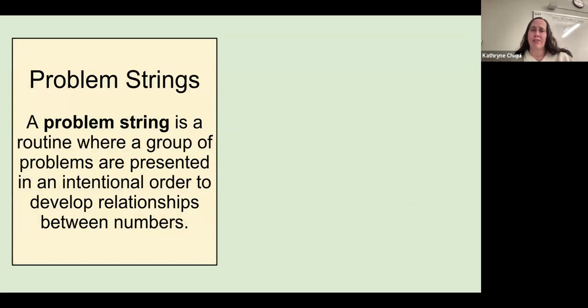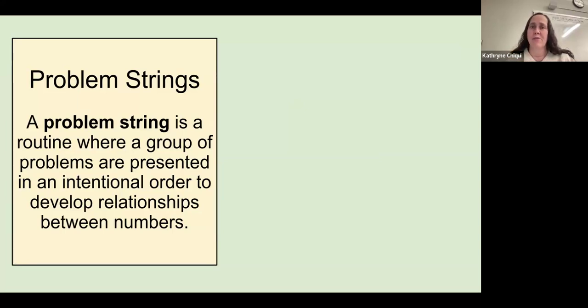So as Pam has already talked to you guys about today, problem strings are a routine that you can use with students where you have a group of problems that are intentionally sequenced together to develop and build relationships between numbers. And so it is very different than just putting problems up on the board.